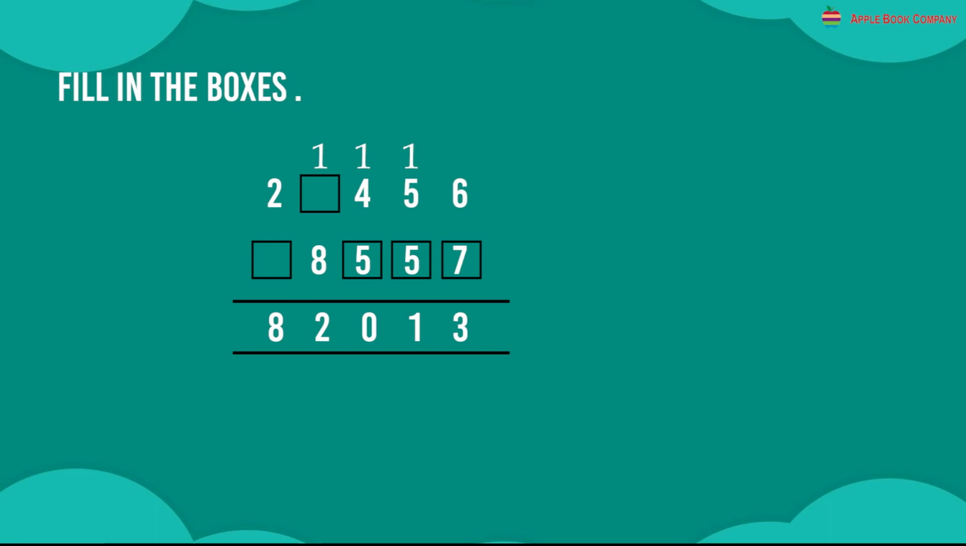So 1 plus 8 is 9, and the nearest number to get 2 in the ones place is 12. So the number to be added will be 3. Since 9 plus 3 is 12, 1 is carried forward. So 1 plus 2 is 3, and to get 8, the number in the block has to be 5.